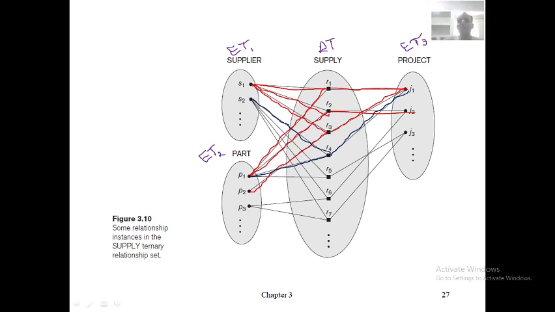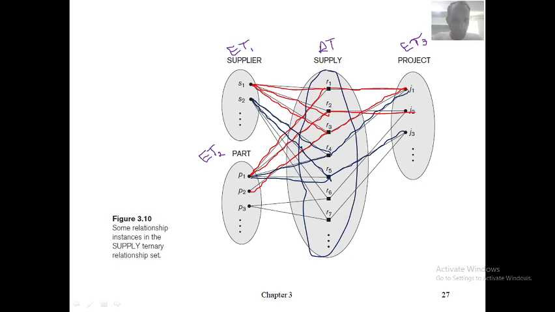Got it? Similarly, we have S2. This supplier is supplying P1, part 1, to project 3. Like this it goes. This is called a ternary relationship. This is a ternary relationship type.